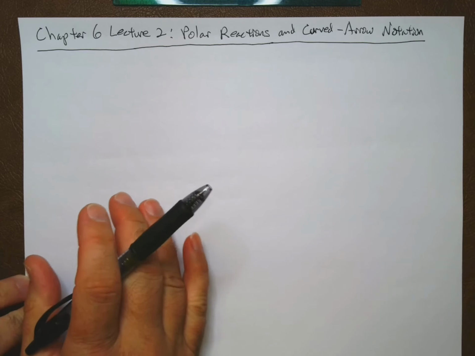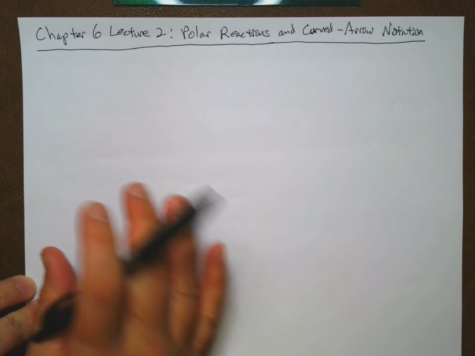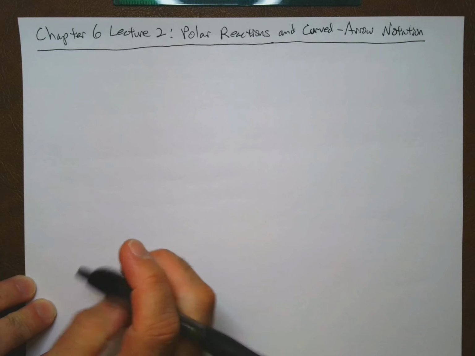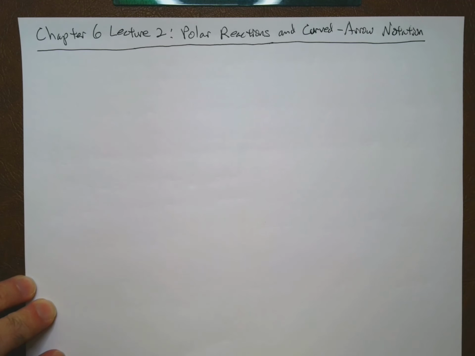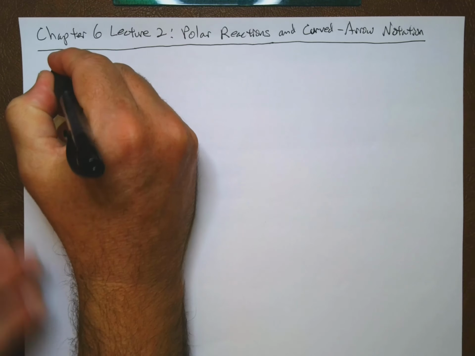So we'll look at some of the general features common to polar mechanisms, and then look at an example of a polar reaction, which is the one in the text, the addition of HBr to ethylene. And then I'll talk about curved arrow notation. So let's start by talking about what's going on with a polar reaction.